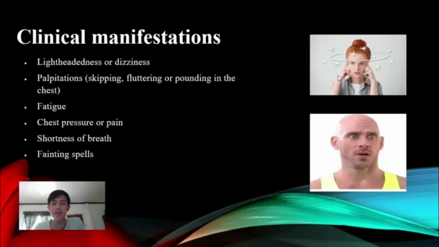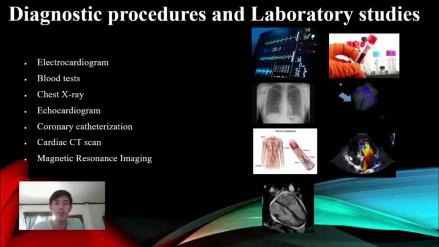The clinical manifestations for VFib include lightheadedness or dizziness, palpitations, fatigue, chest pressure or pain, shortness of breath, and fainting spells. Diagnostic procedures and laboratory studies done for VFib include electrocardiogram, as this test records the electrical activity of your heart via electrodes attached to your skin. Impulses are recorded as waves displayed on a monitor or printed on paper.